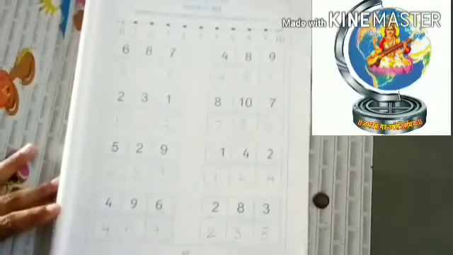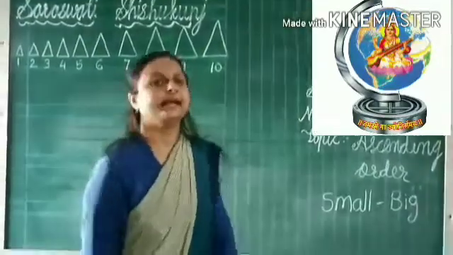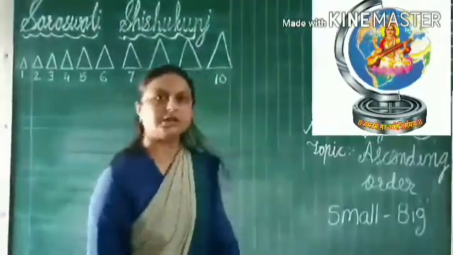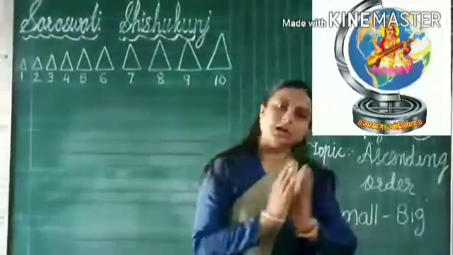Okay, students? I hope you can understand and also can identify small to big. It means ascending order. You have to write in this way. Okay, students? In this way, you have to write ascending order. Ascending order means small to big.